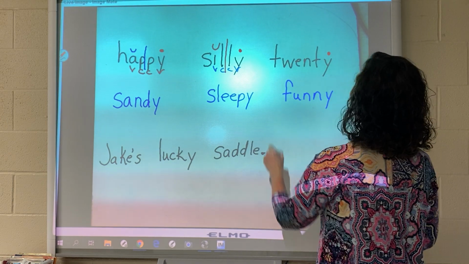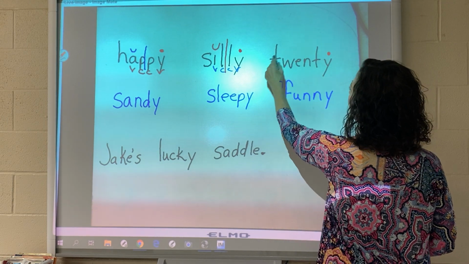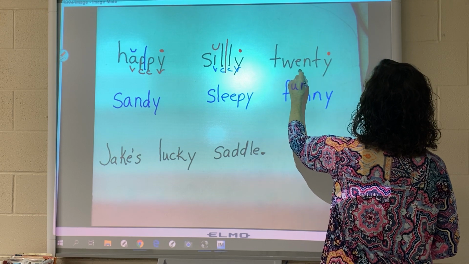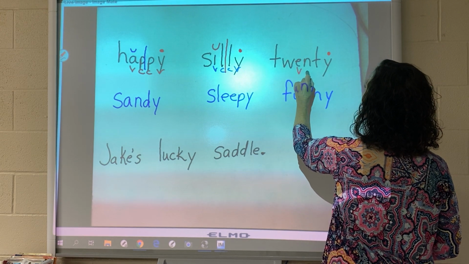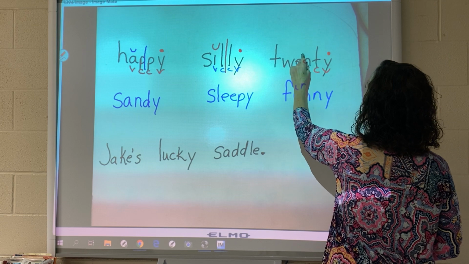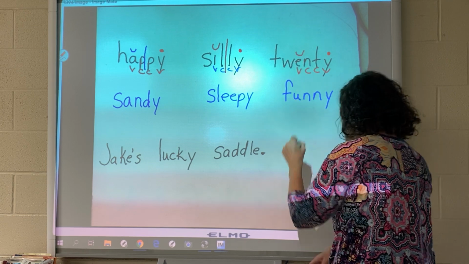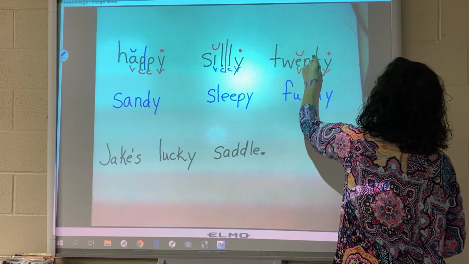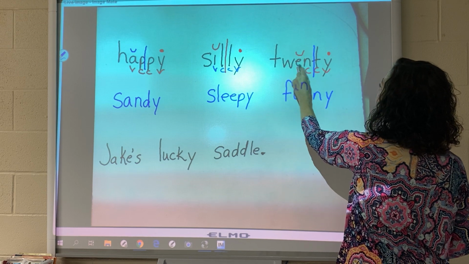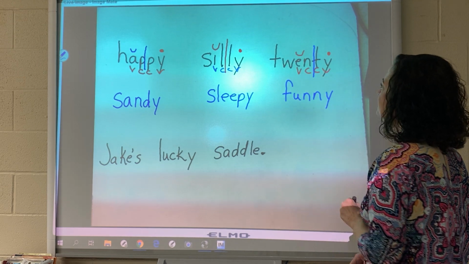Oh my goodness. Okay. We have a tw, a blend. And then we have, look here, vowel, consonant, consonant, vowel. Short vowel. 2 syllable word. 20.